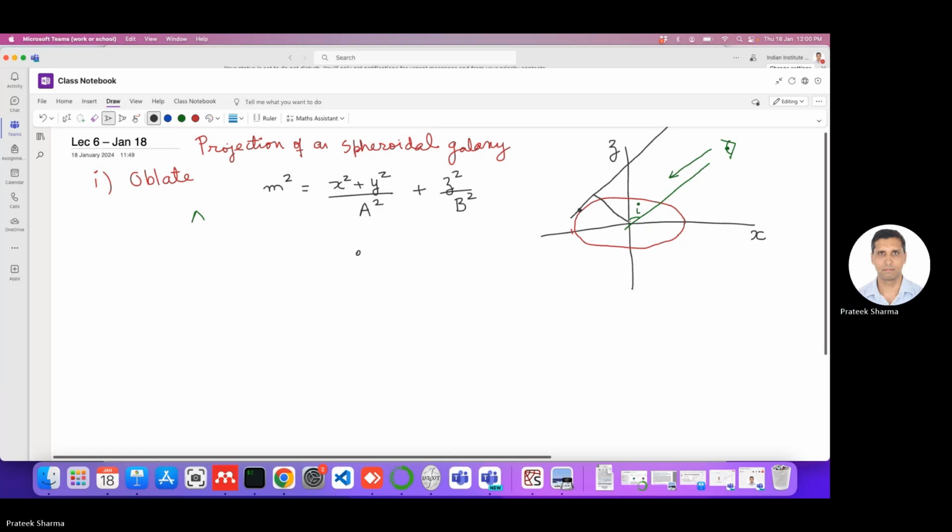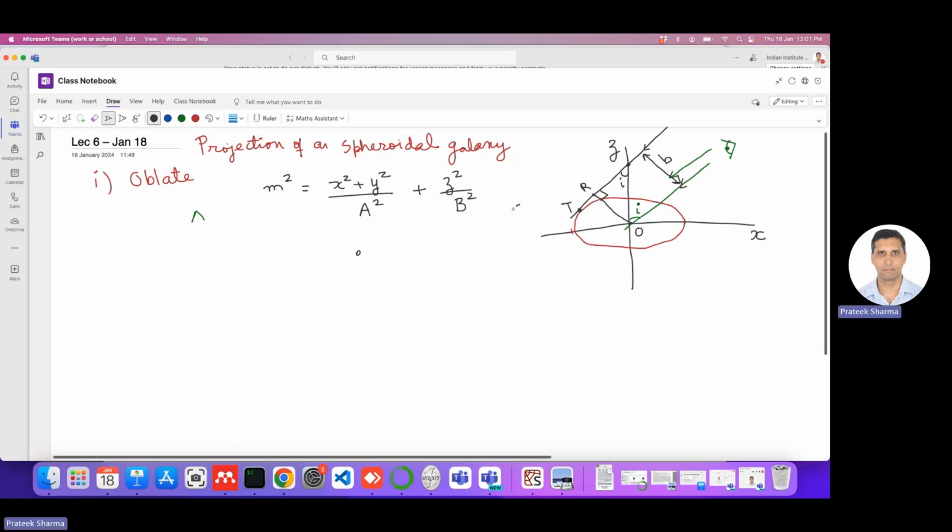So this is a tangent, right? Let me actually mark. This is O, the point T is the tangent point, and this point is R. This angle is, of course, the inclination angle, because these two are parallel. And this is the length we are after, right? This is the apparent minor axis of the ellipse.